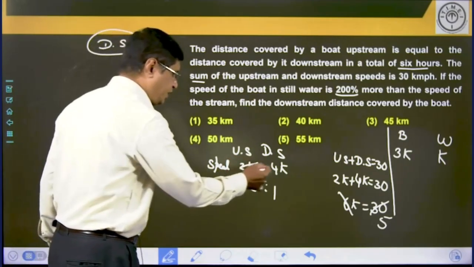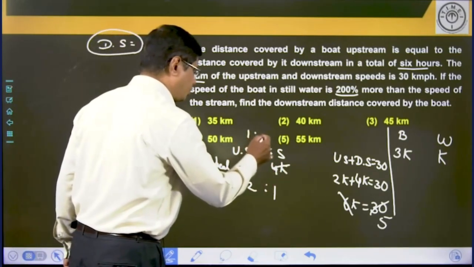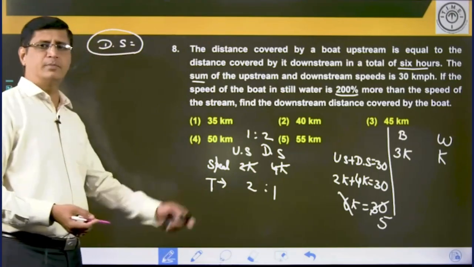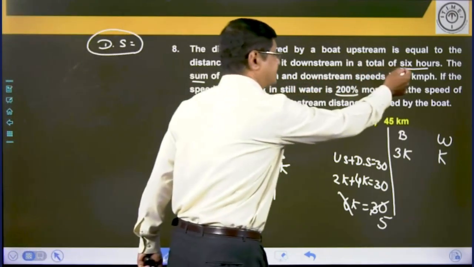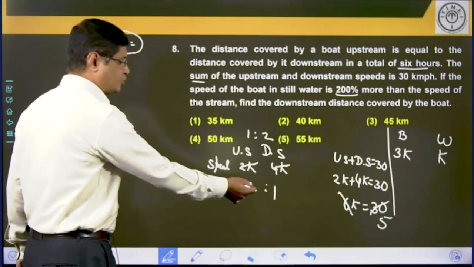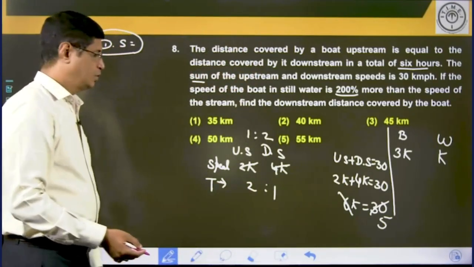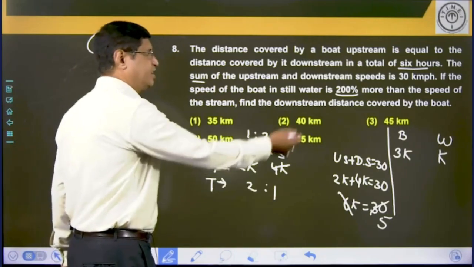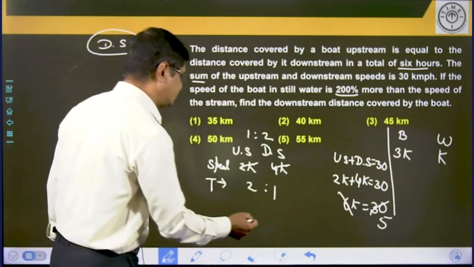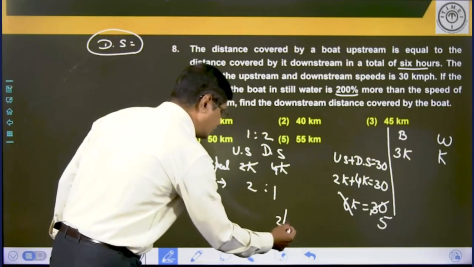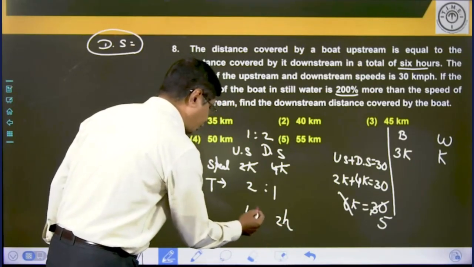What is the ratio of the speeds? The speeds' ratio is 1 is to 2, and the time ratio will become 2 is to 1. Total 6 hours. Divide based on this ratio. So, the sum of the ratios is 3. 6 by 3 means one part is equal to 2 hours. So, downstream he travelled 2 hours, upstream 4 hours.